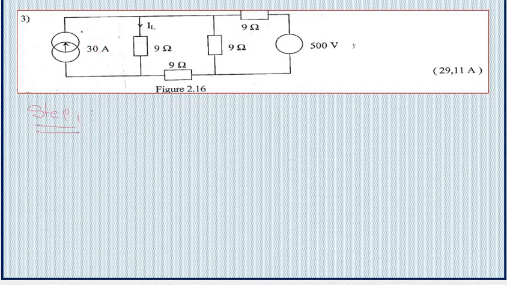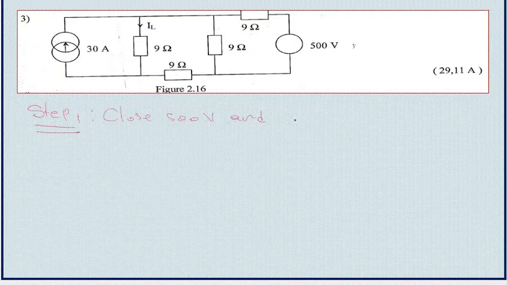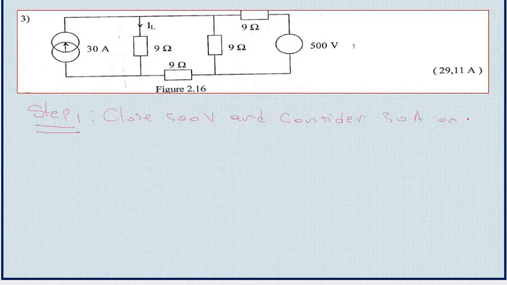And as you can see, these two sources are different. This is a source of current, but this is a source of voltage. So what we are going to do here is close the 500 volts and consider the 30 amp only.